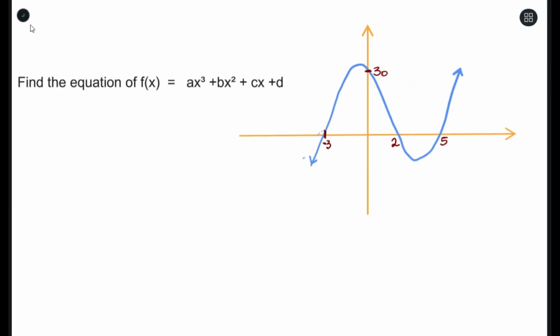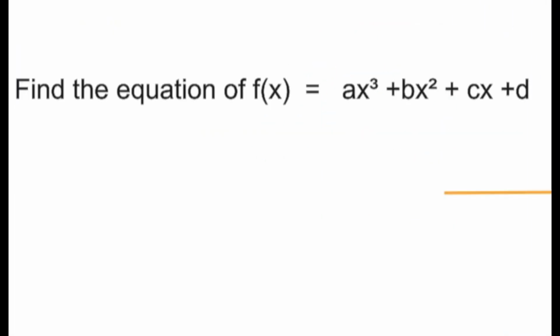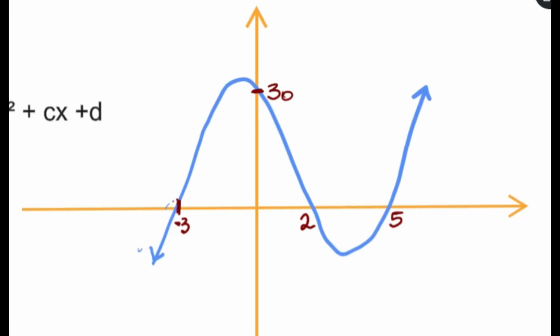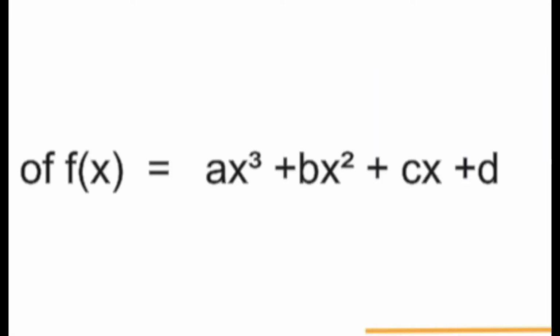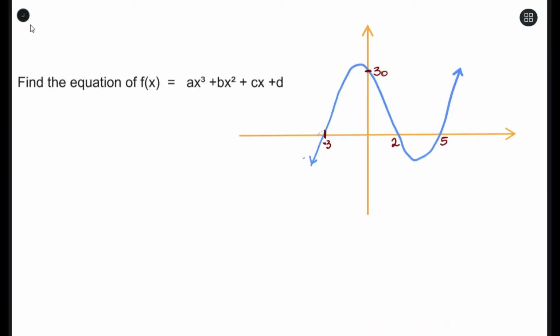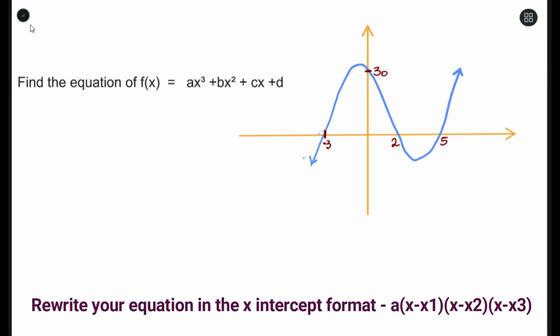So this question says find the equation of f(x), which is equal to ax cubed plus bx squared plus cx plus d. Now we see we're given a cubic graph where the x-intercepts are given and we have a y-intercept. To answer this question, the first thing we see is the question was given in the standard cubic equation. We need to write it in the x-intercept cubic form to start with.